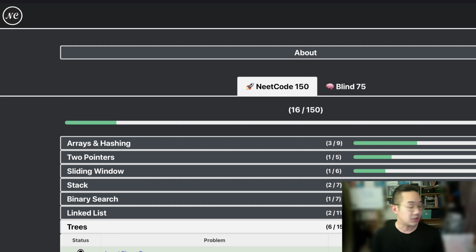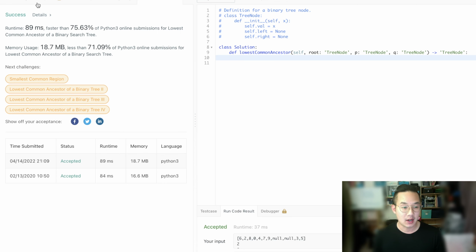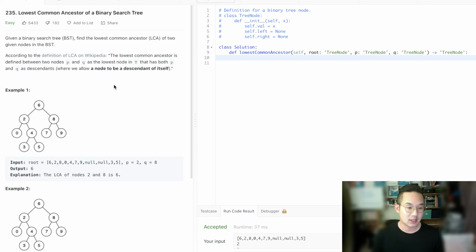Hello there. Today we will be doing NeetCode number 17. We will be doing lowest common ancestor of a BST. To do this problem, we must look for the lowest common ancestor of P and Q.